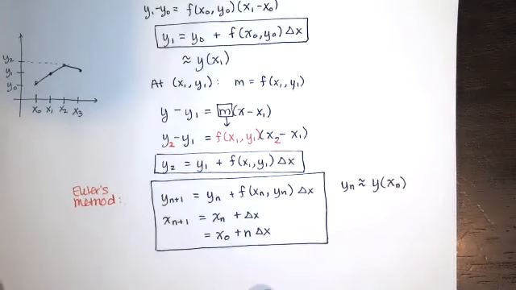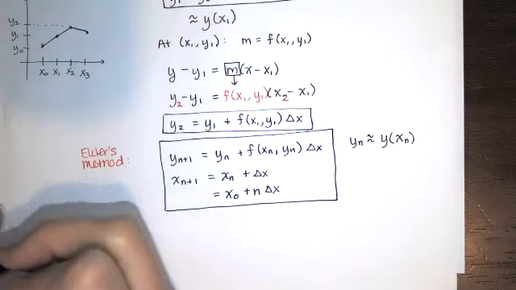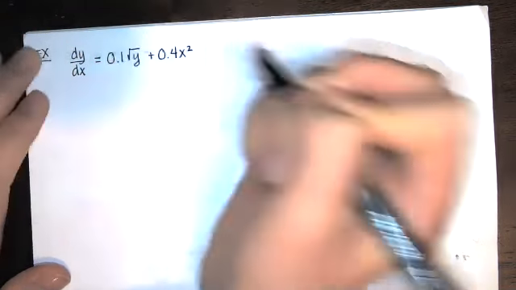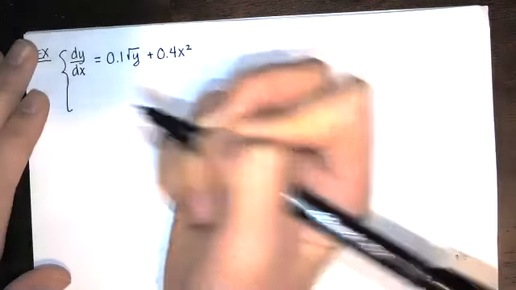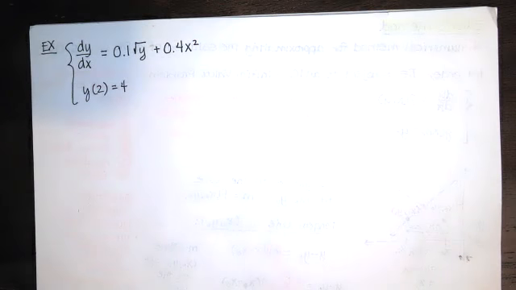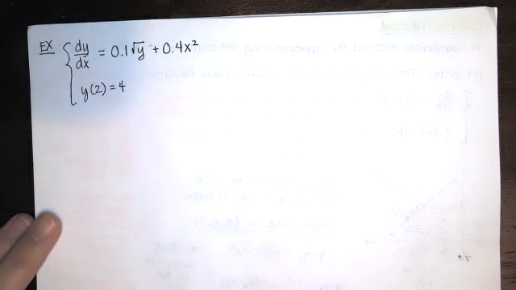All right, so here's our example problem. Let's see, you have dy/dx equals 0.1 times the square root of y plus 0.4 times x squared. And you know that y of 2 is equal to 4. So you've got this IVP, and you want to apply Euler's method to solve it.